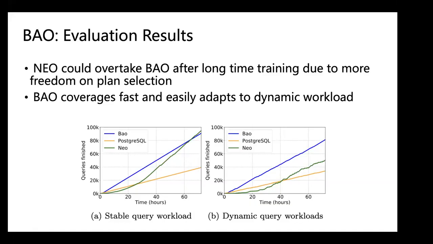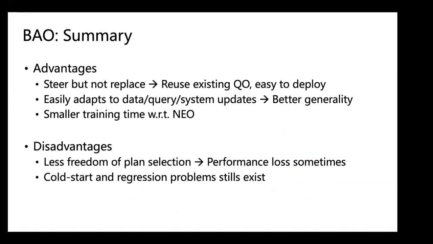You do not need to learn everything by yourself. You just learn how to map a query to its latency, okay, but not a partial query, because for a partial query, it may correspond to many different complete plans. So BAO's advantages are, first, it tries to steer, but not to replace. So it's easy to deploy, and we can reuse the existing optimizer, and it also easily adapts to any update. So its generality is better. And as I have mentioned, it has smaller training time than Neo. But BAO's freedom of plan search is a bit lesser than Neo, so its performance may have some loss sometimes.